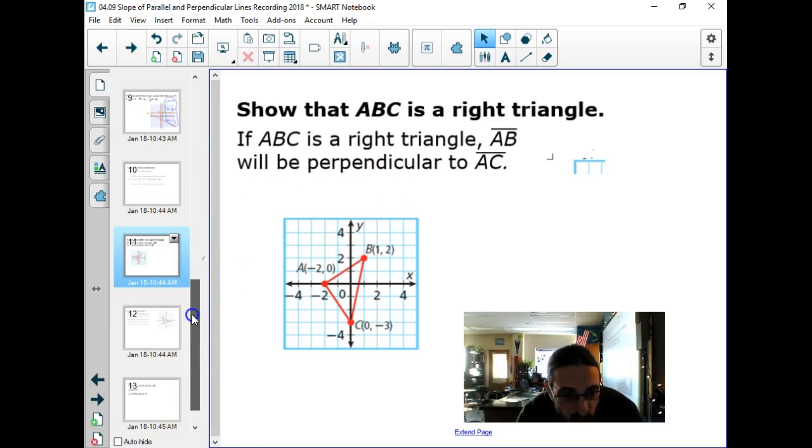Next application of this, of course, a right triangle is a triangle that has a 90-degree angle in it. So if I wanted to see that this triangle ABC was a right triangle, I would need to see if two of those lines are perpendicular. Well, it appears that AC and AB are perpendicular. The way to figure that out is check the slope. So let's do that one.